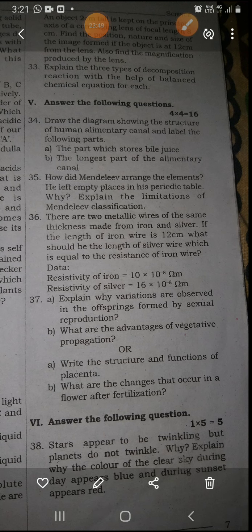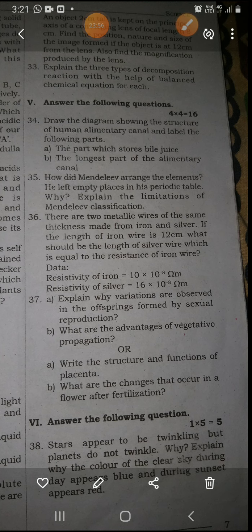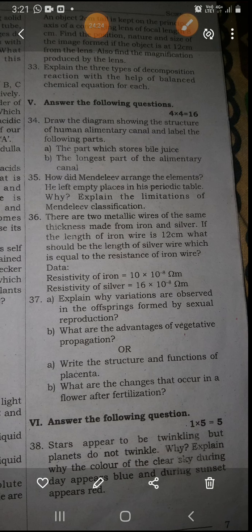You know that he arranged the elements based on the atomic mass, but not in a regular increasing order. It means if one atomic mass is 29, another atomic mass will be around 45, something like that. So in between two elements, how many elements will be there, we couldn't understand. That is also one of the limitations of Mendeleev's periodic table.